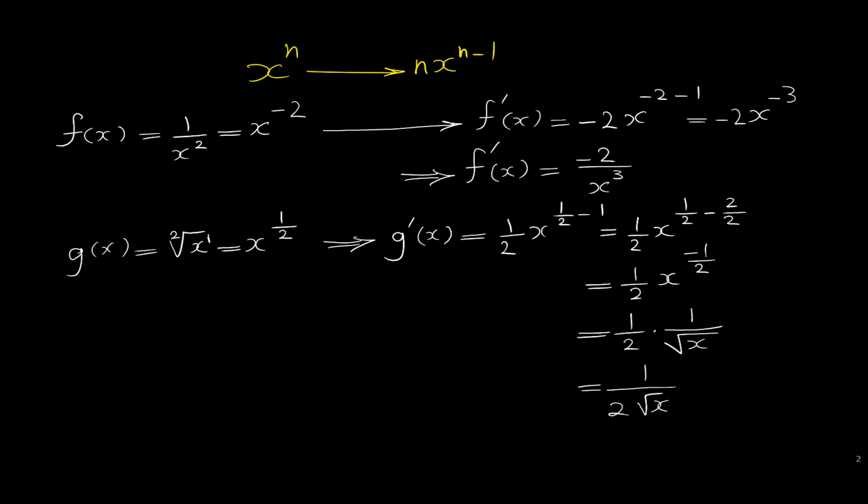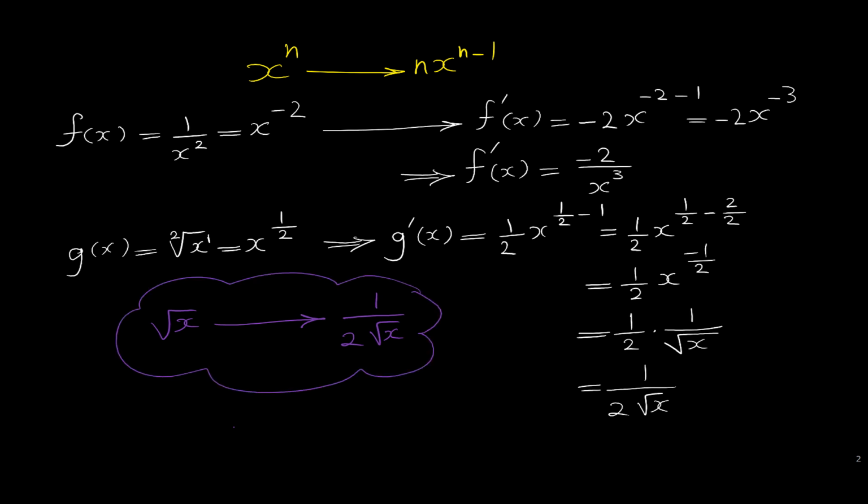Let me summarize this example. The derivative of square root of x is 1 over 2 square root of x. I highly recommend you to memorize the derivative of square root of x in the form of 1 over 2 square root of x. In this way, you can get rid of this calculation again and again. If you don't like to memorize this shortcut, you can always write square root of x in power form, x to the 1 over 2, and then use power rule to find the derivative of this function.